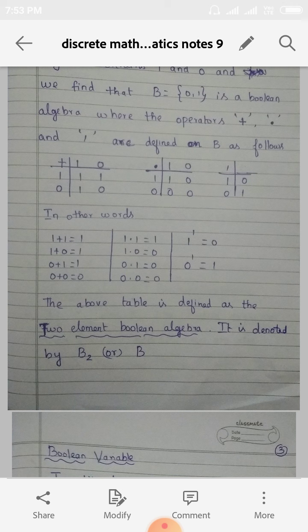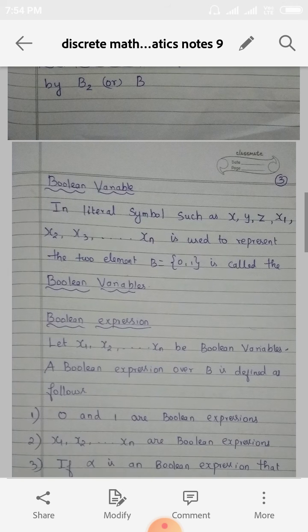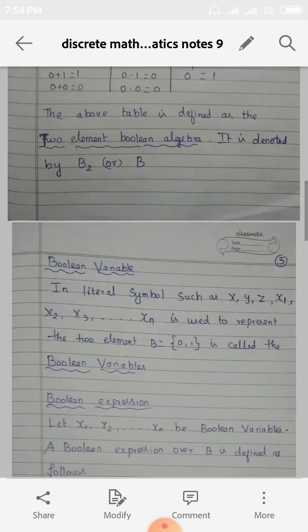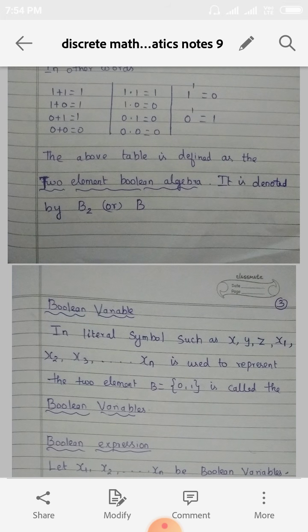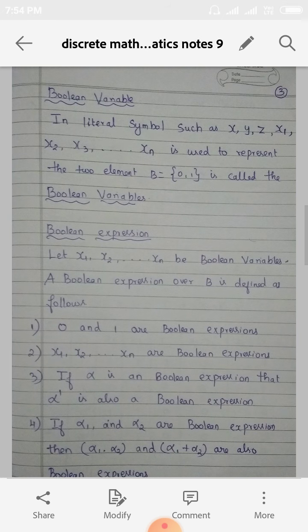The above table is defined as the two element Boolean algebra and it is denoted by B2 or B. For the important 2 marks, define two element Boolean algebra means write the definition. So this is the two element Boolean algebra definition. See the Boolean variables. In a two element Boolean algebra, the elements 1 and 0 are called Boolean variables.